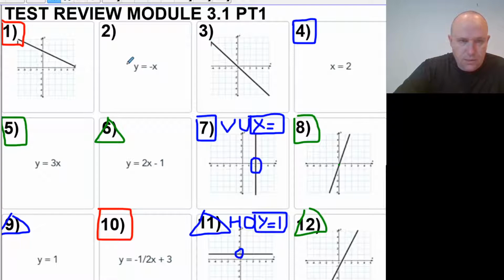Clearly that means that the ones that are left over have to go together as well, 2 and 3. Let's just check y. So it goes through 0 on the y-axis, so there's nothing on the end here.